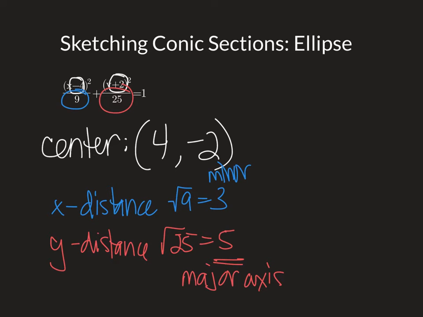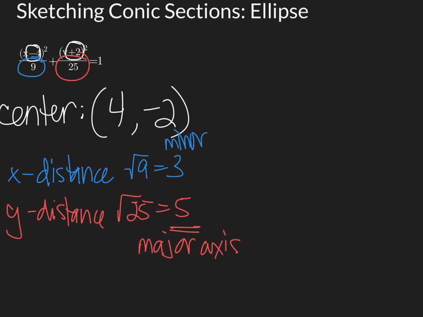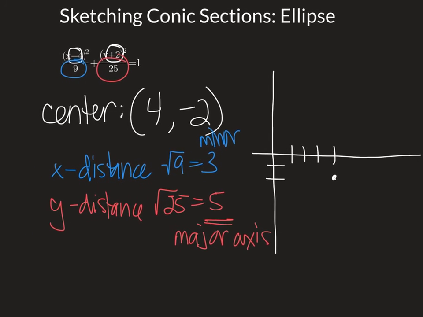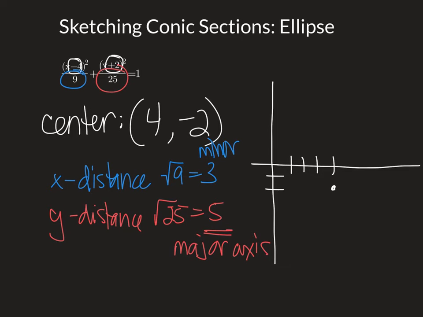So what we do is you have some axes, of course. Let me squish over a little bit so I can see these. 4, -2, so let's make it over here. 1, 2, 3, 4, 1, 2. This is where your center is. Then we go 3 units in the x direction. So we go 3 units left, 1, 2, 3, and 3 units right, 1, 2, 3. So this has a minor axis length of 6 units, just so we know, because 3 plus 3 is 6.